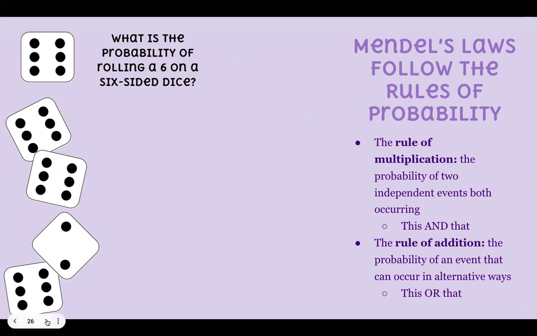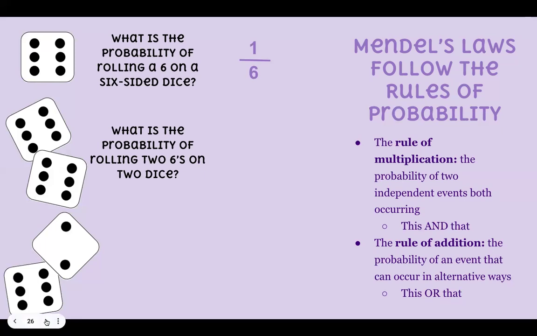Okay, let's look at an example. Let's use a dice. A dice has 6 sides, and if it is a fair dice, then it has an equal chance of landing on any of the sides. So let's say you're going to roll the dice, and you want the probability of rolling a 6. The probability of that is a 1 in 6 chance.